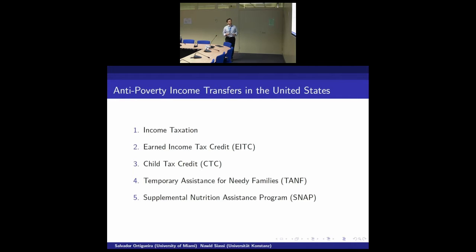The programs we are going to look at are, obviously, the income tax system, the taxes they pay. Then the earned income tax credit, which subsidizes low earnings. We are going to look at the child tax credit, and the Temporary Assistance for Needy Families, called TANF. And the Supplemental Nutrition Assistance Program. The last one is not an income transfer; it is food stamps. They are vouchers for food, but it's almost like cash, so they can trade it. In some instances, even though it's illegal, sometimes they trade it for cash in the market.